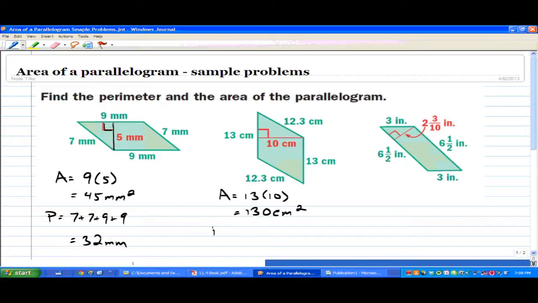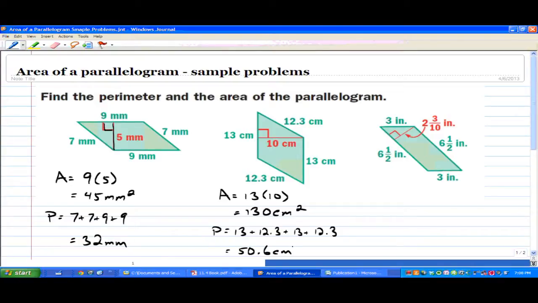All right, for the perimeter of this one, I have 13 plus 12.3 plus 13 plus 12.3. That's going all the way around. The perimeter is 50.6 centimeters. To the next one.